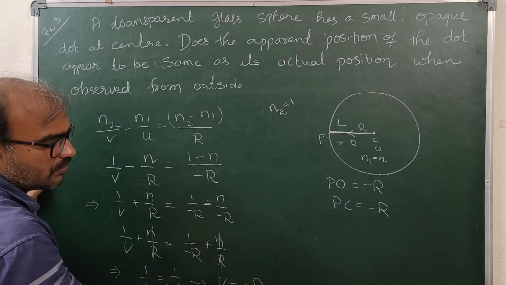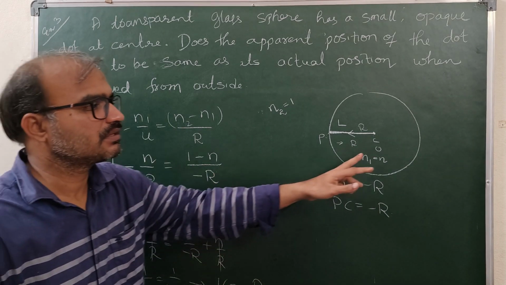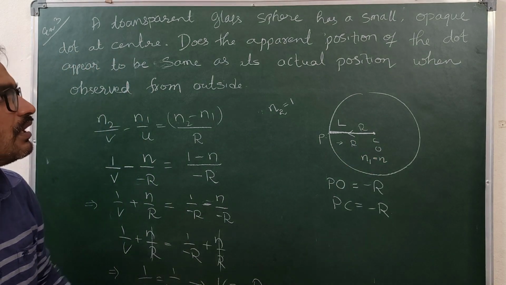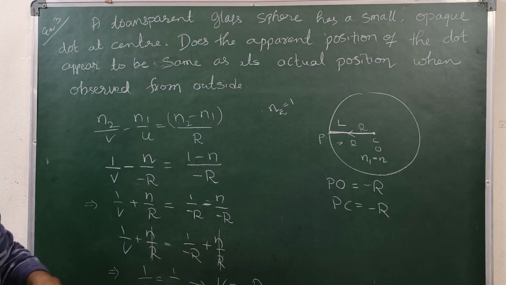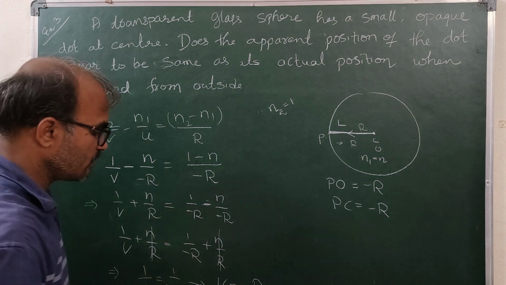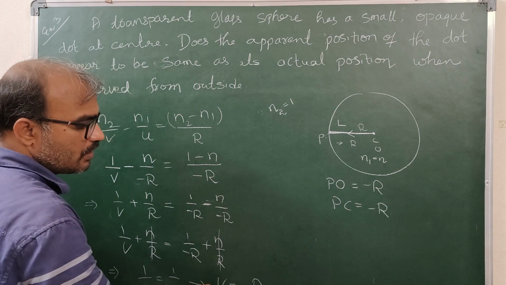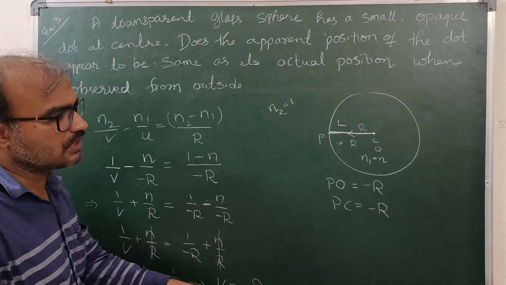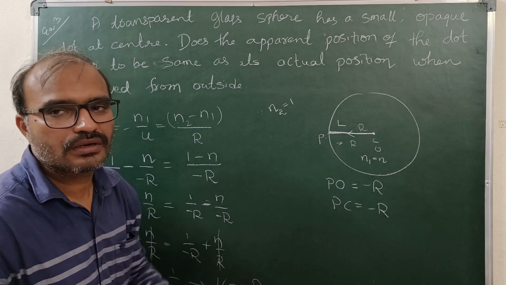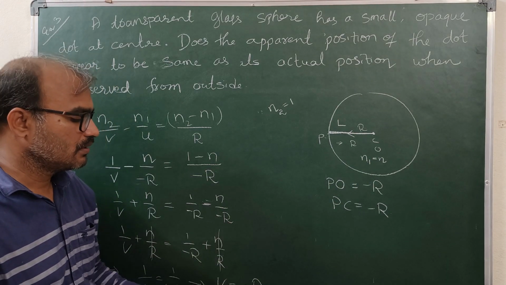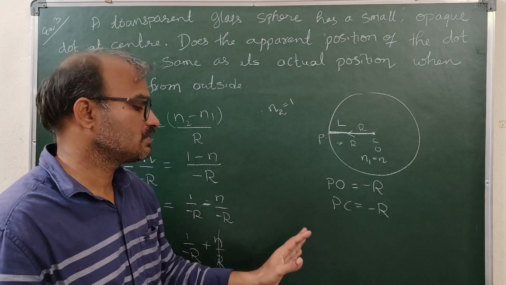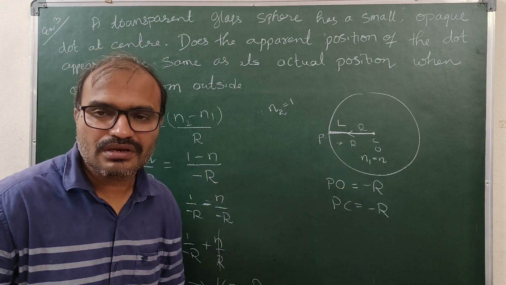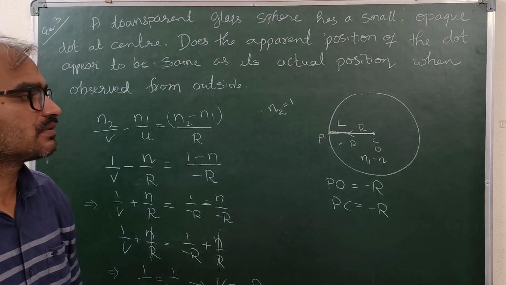Means the image will also be at the same distance as the object. That is why the apparent position of the dot will appear to be the same as its actual position. In other words, the image distance is also minus R. In this there is no N. So that is why here the image distance won't depend on the refractive index of the glass, which means it is independent of the refractive index of the glass, right?